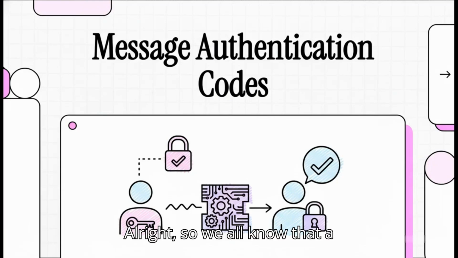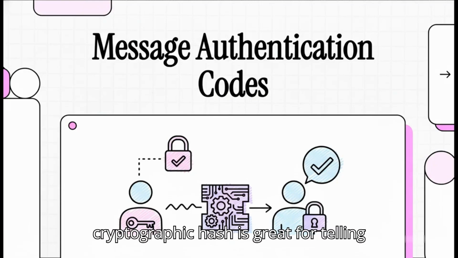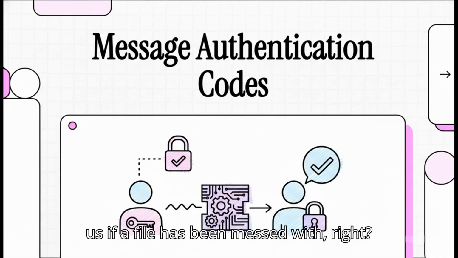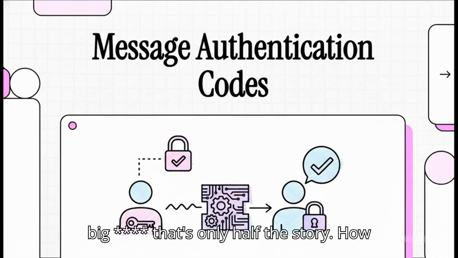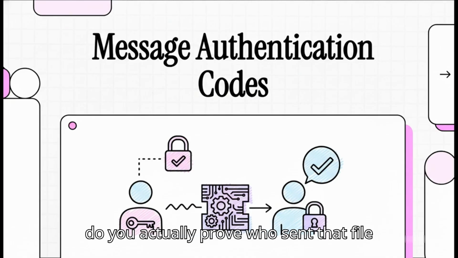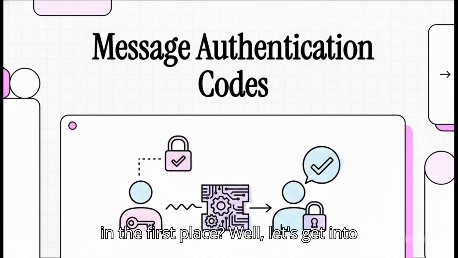All right, so we all know that a cryptographic hash is great for telling us if a file's been messed with, right? That's data integrity. But, and this is a big but, that's only half the story. How do you actually prove who sent that file in the first place? Well, let's get into it.